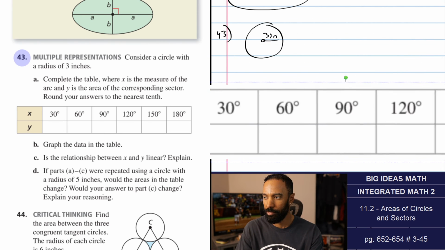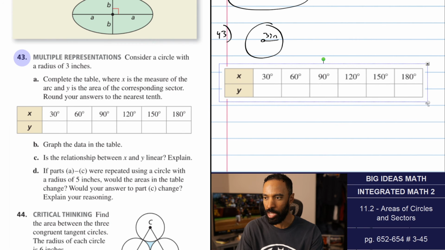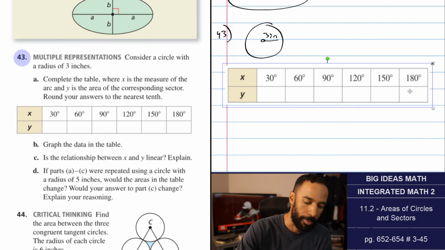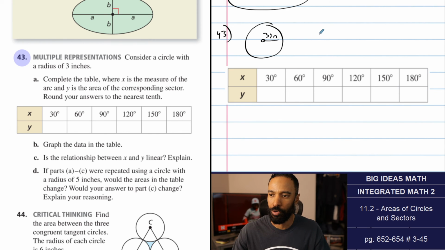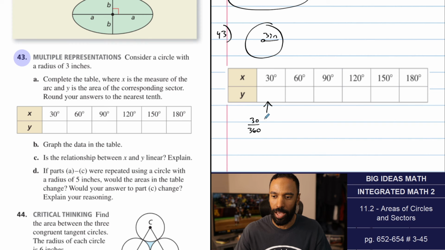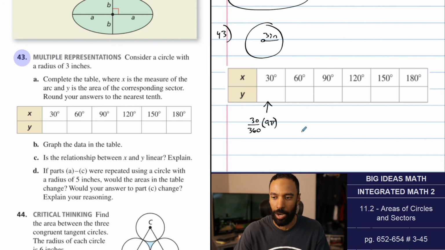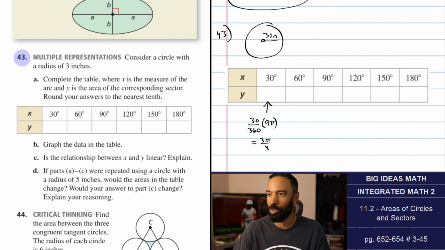I'll probably just get one of them and build off that, because the 60-degree one is double and the 90-degree one is triple the 30 and stuff like that. So, 30 over 360 for this first one. We're going to take 30 over 360, 1/12, of pi times 3 squared, 9 pi. 1/12 of 9 pi. Oh, can I write them in terms of pi? Yeah, to the nearest tenth. I guess not, but 1/12 of 9 pi is 3/4 pi, 3 pi over 4. And I'm getting 2.356, whatever.